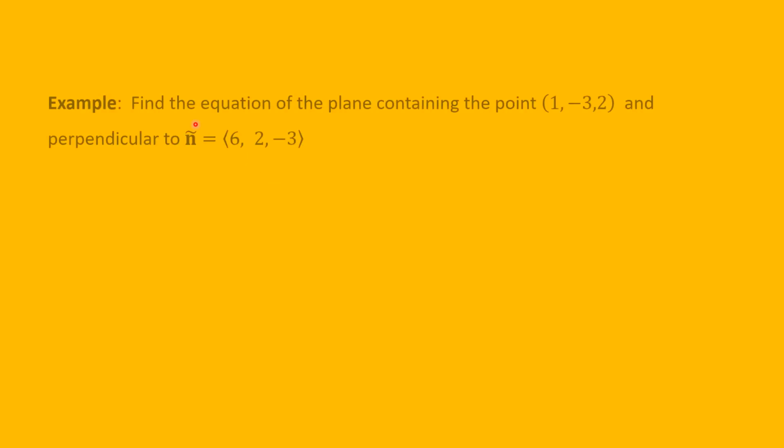So let's see what we can do with this as an example. Let's find the equation of the plane containing the point 1, 3, minus 2. That's basically the x naught, y naught, z naught here. And perpendicular to this vector 6, 2, minus 3. We can say that this plane is perpendicular to this vector, or equivalently, we could say that this vector is perpendicular to this plane. So let's see how we can solve this.